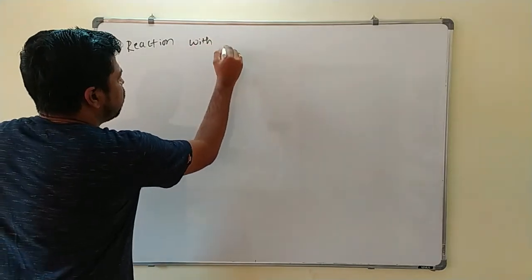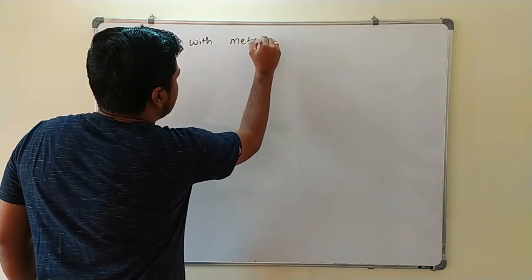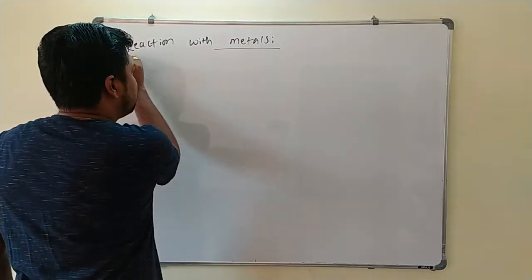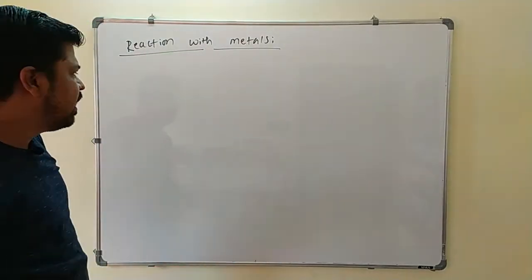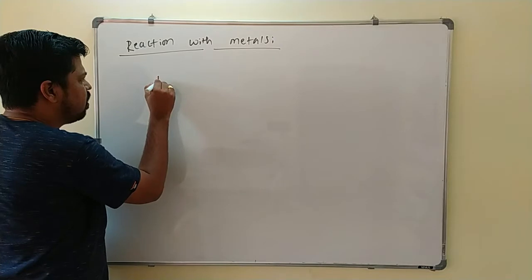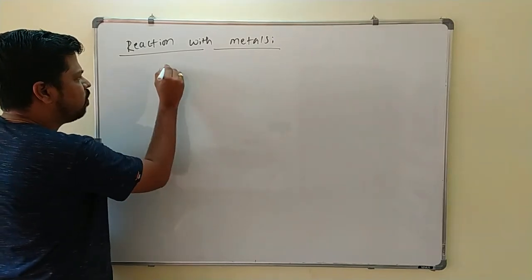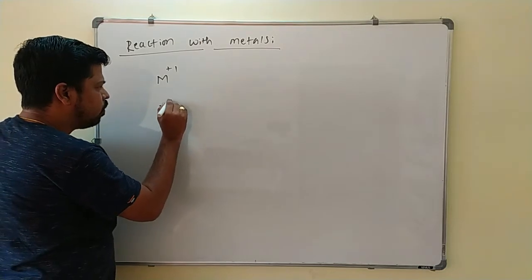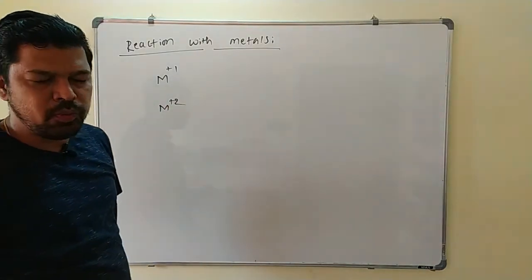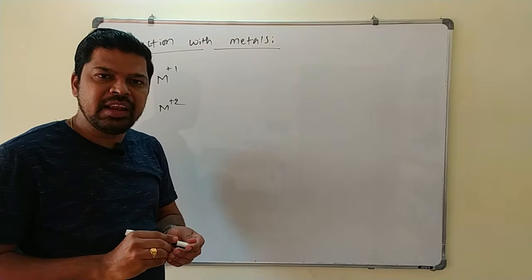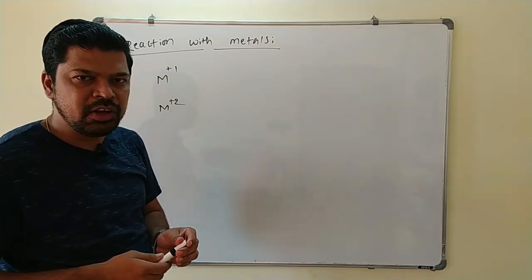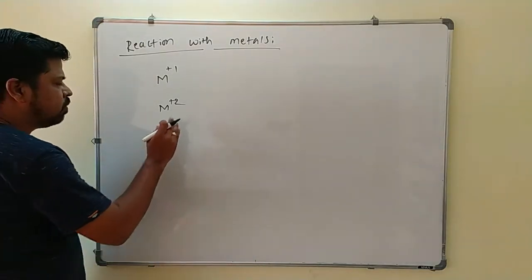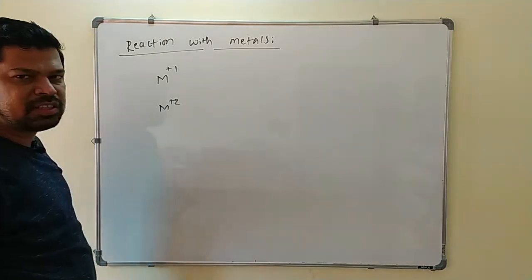Reaction with metals. So these group 15 elements, suppose if I take metals, this is a group 1 element, what is it? +1, and group 2 elements are +2, because group 1 and group 2 elements are highly electropositive in the periodic table, so they are always showing +1 and +2 oxidation states here.